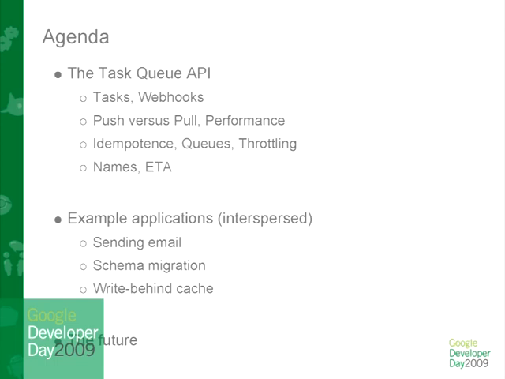And during this talk, I'll also give you some example applications. One sends email, another one does schema migration, and another one for a write behind cache, which is a very high throughput, very high performance caching technique that can be used in a huge variety of ways that I'll talk about. And then finally, we'll talk about the future with some updates about where we are, where we're going, and so on.